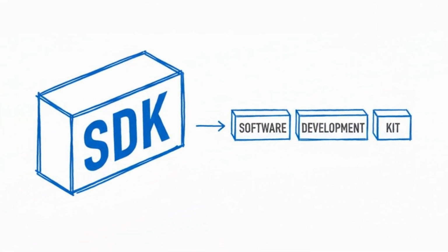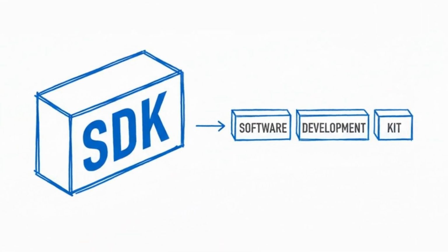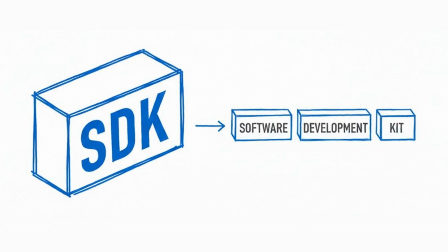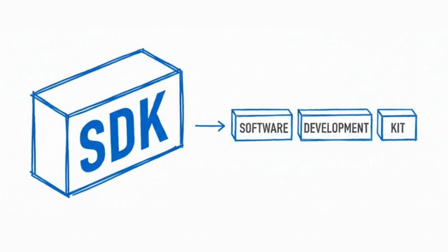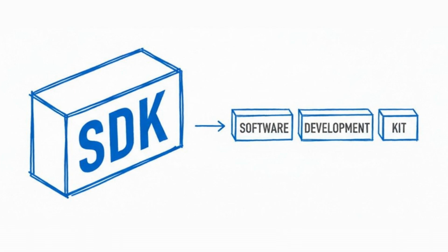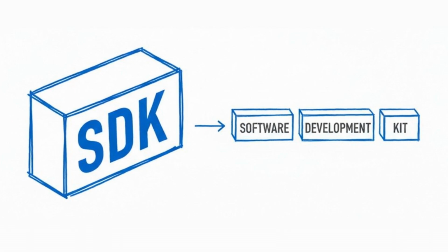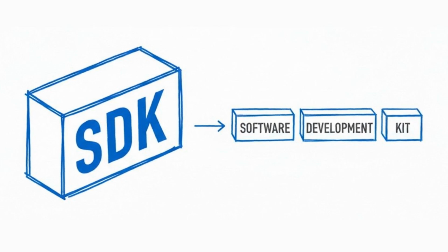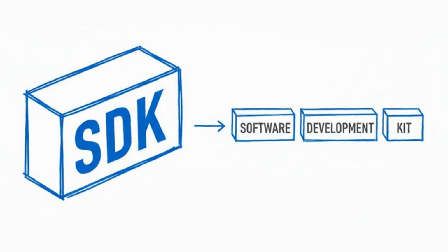SDK stands for Software Development Kit. If you want to build a bookshelf, you could go into the forest, chop down a tree, and forge your own nails. That's building from scratch. It's slow and difficult. Or you go to IKEA. They give you a box. Inside is pre-cut wood, the right screws, and a manual. An SDK is that IKEA box for programmers.